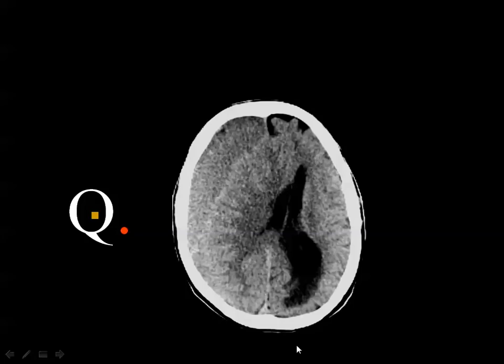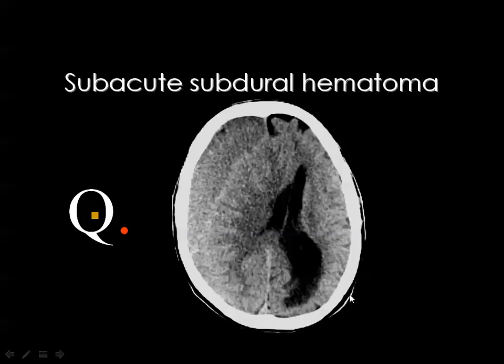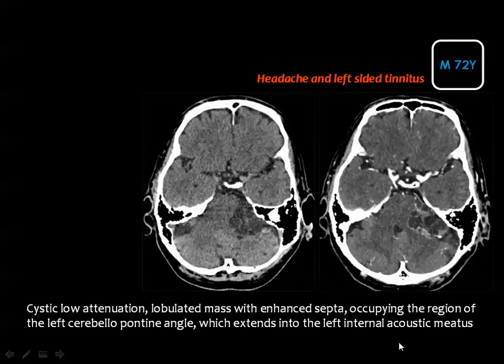Axial CT scan of the brain, soft tissue window without contrast injection, showing an extraaxial lesion isointense to the brain parenchyma, diagnostic of subacute subdural hematoma, exerting a significant mass effect.